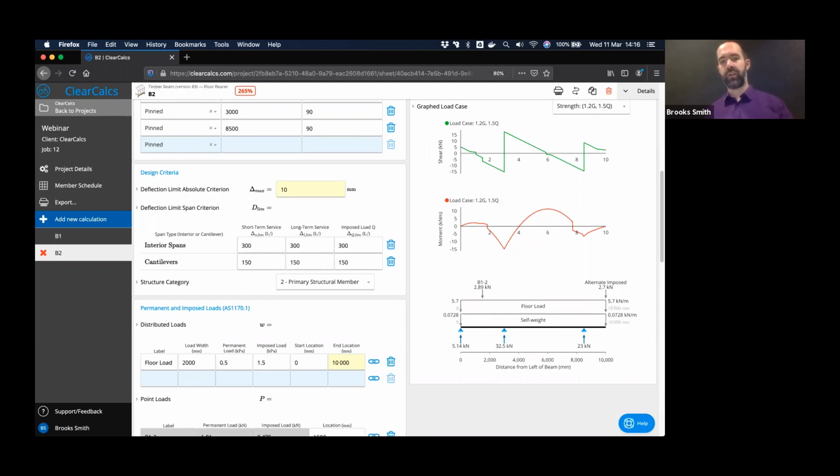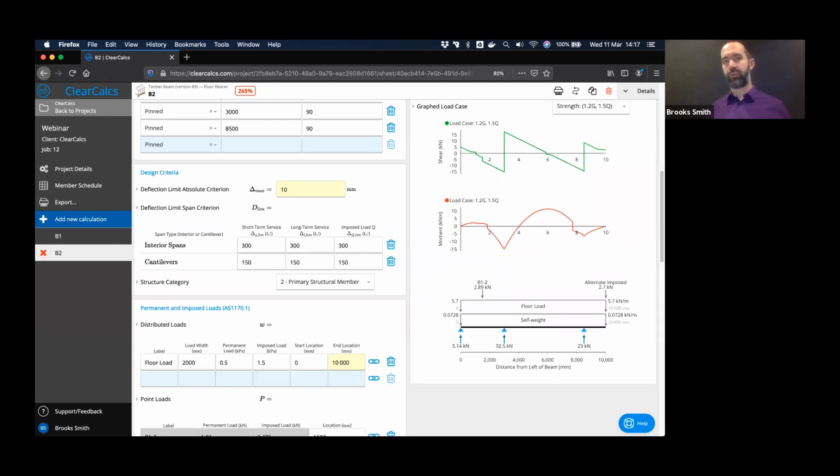The standard AS1170.1 tells you that an alternate imposed load needs to be checked for the most extreme possible location for just about any beam. For timber, it makes a difference. We often don't bother with it in steel or concrete because it generally doesn't make a difference in steel or concrete. But for timber, we do need to consider that alternate imposed load.